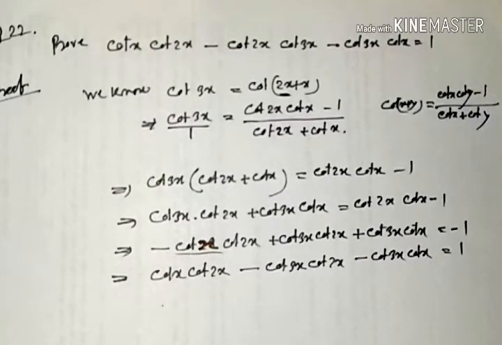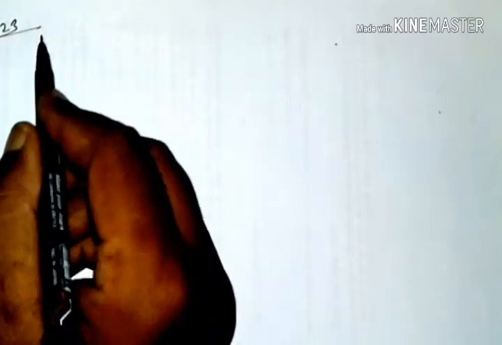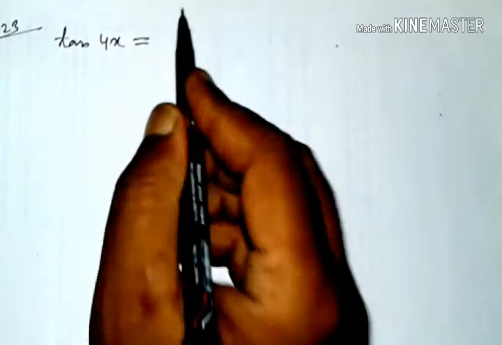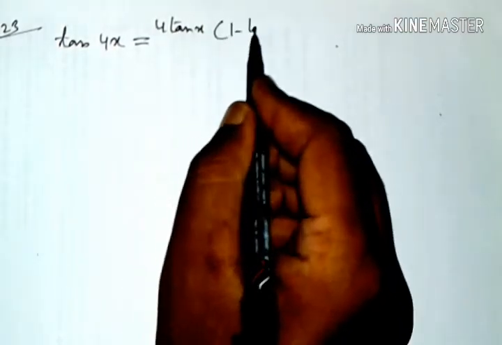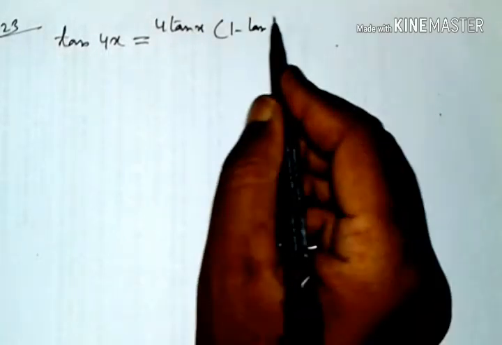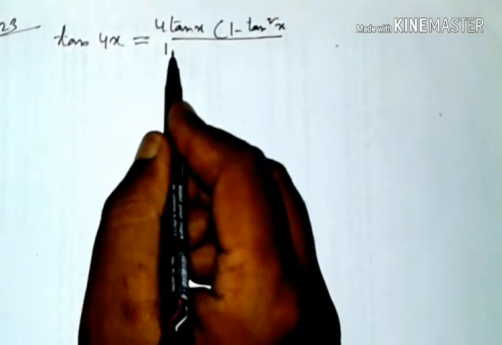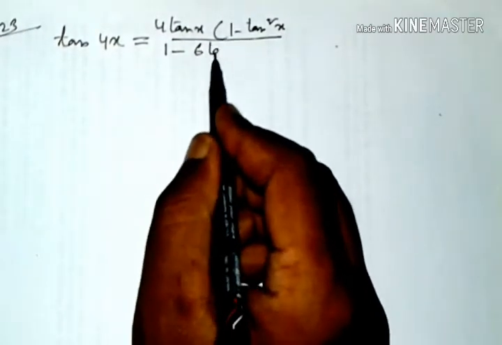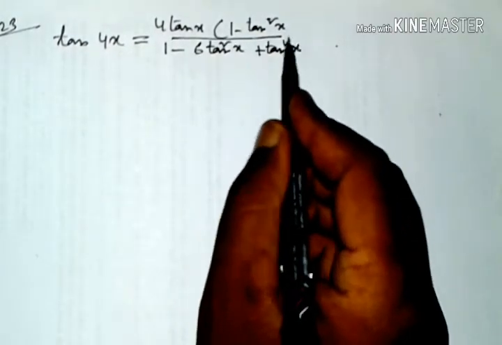Next problem I want to discuss, that is question number 23. That is most important also. Question number 23: tan 4x is equal to 4 tan x (1 minus tan square x) divided by 1 minus 6 tan square x plus tan to the power 4x.